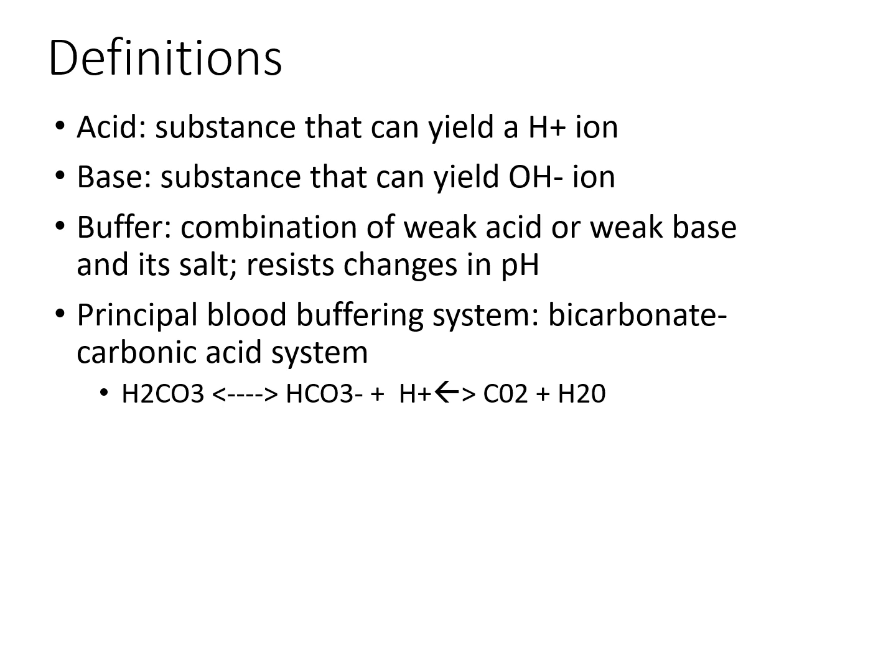The principal buffering system in the blood is the bicarbonate carbonic acid system. This system operates through a reversible reaction. Carbonic acid dissociates into bicarbonate and hydrogen ions and vice versa. Additionally, carbonic acid can convert to carbon dioxide and water, allowing the respiratory system to regulate acid-base balance by controlling carbon dioxide levels. This buffering system is essential for maintaining the delicate pH balance required for normal cellular function.